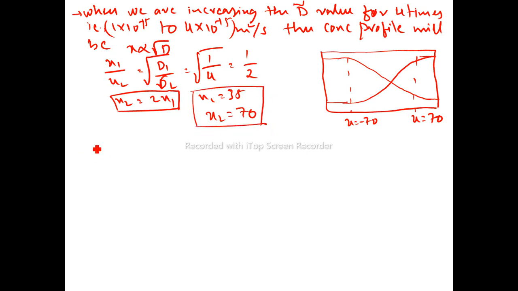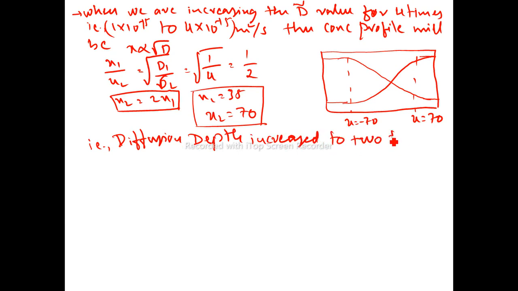That means the diffusion depth increased to 2 times if we increase the D value 4 times. Okay, this is the relation: if we increase the D value by 4 times, the diffusion depth increases by 2 times.